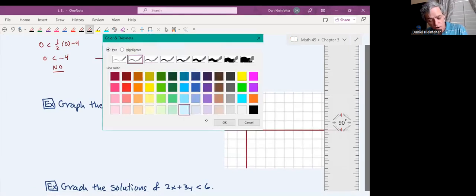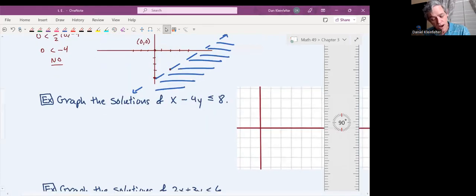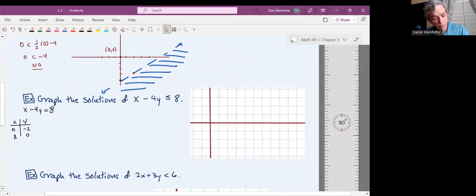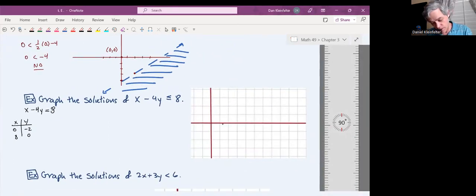All right, so our first task for this is to graph the corresponding equation. So that will be x minus 4y equals 8. And so to do this, I'm going to use the intercepts. Because it's in general form, that seems like the easiest way to do it to me. So when x is 0, y will be -2. When y is 0, x will be 8. Okay, so let me put those points on the graph. So we have 0, -2, and then 8, 0.